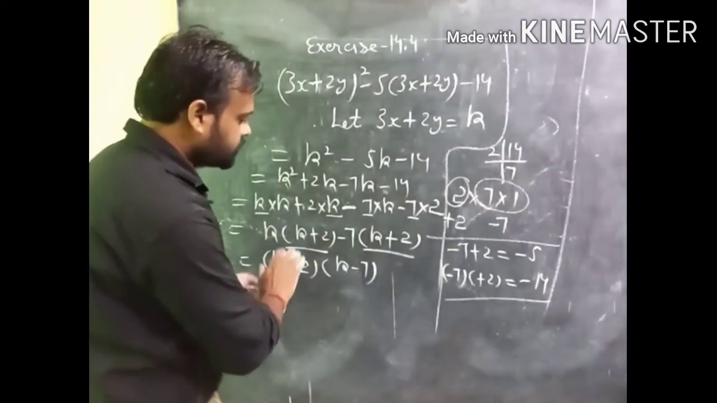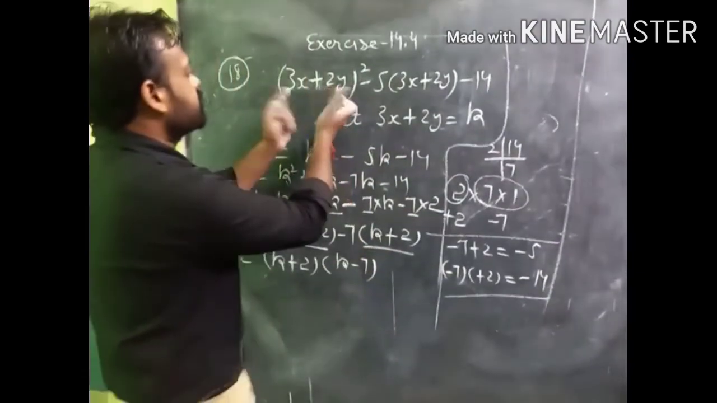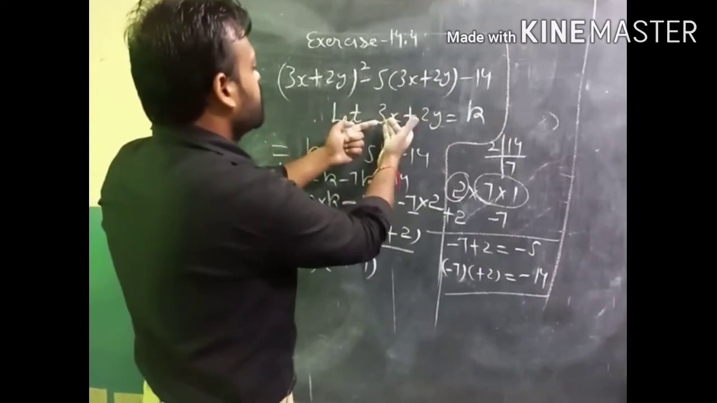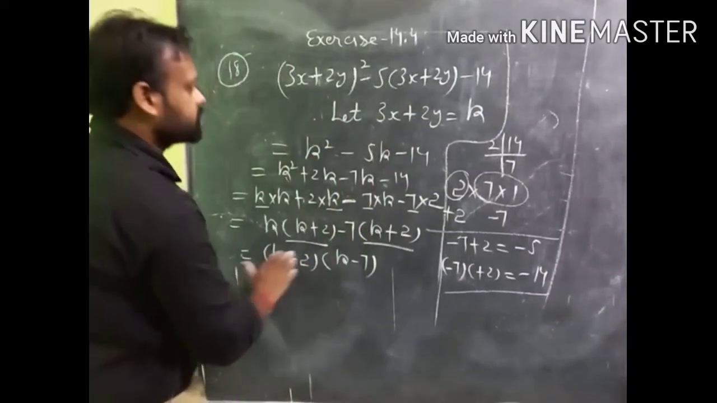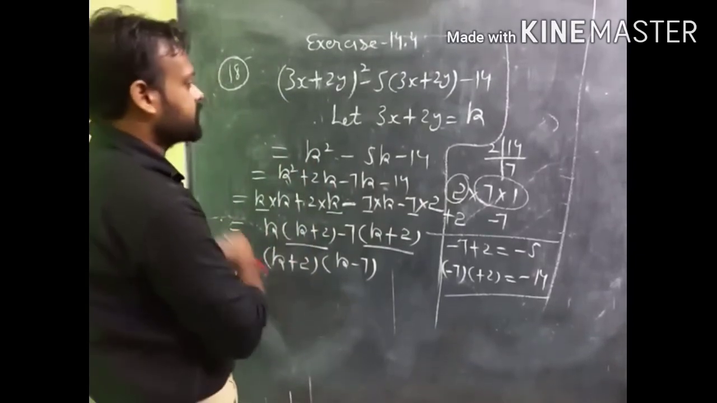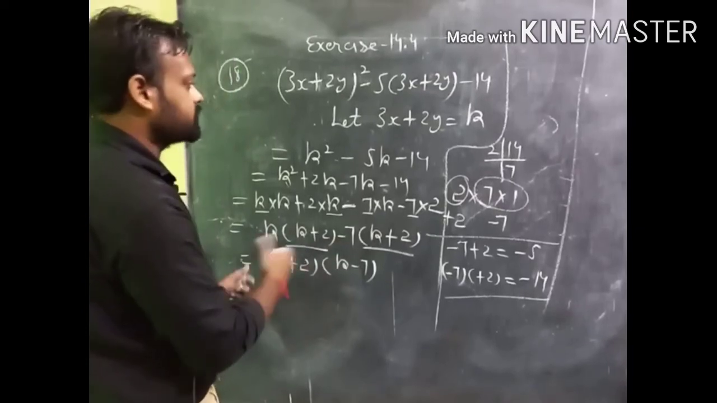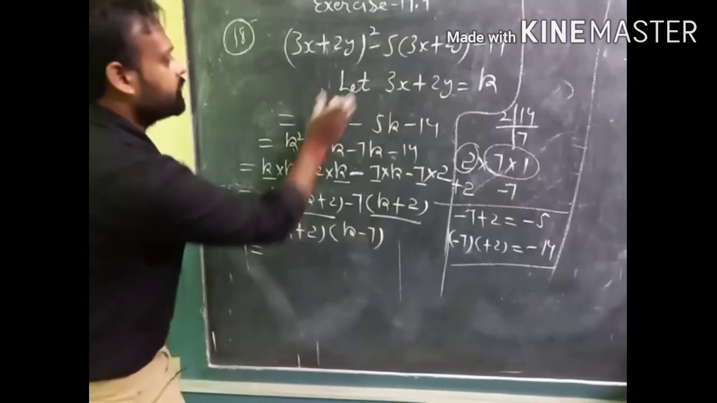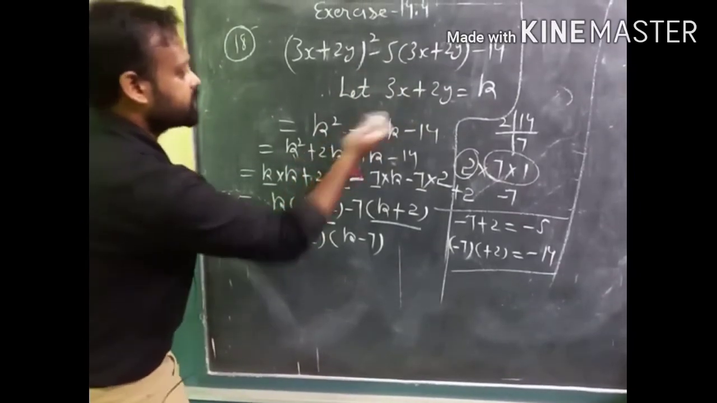But now this is not the only answer. Why? Because the condition is given to us in variables x and y. So this time we have to convert this sum also into the same variables, meaning we have to convert this k into x and y variables. How can we do this? It is very simple. We have to put the value of k again here. So here you can see the value of k is 3x plus 2y.